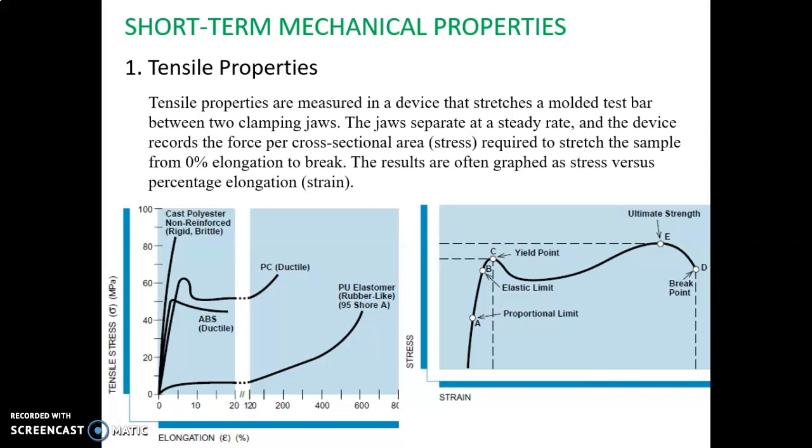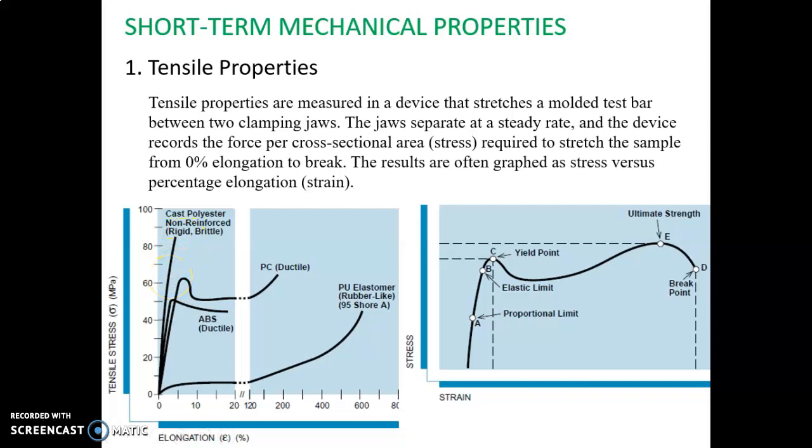So the jaws separate at a steady rate and the device records the force per cross-sectional area, which is stress, required to stretch the sample from 0% elongation to break. And the results are often graphed as stress versus strain. Okay, this figure shows the kinds of stress-strain behavior exhibited by plastics. So rigid plastic exhibits a nearly linear behavior similar to metal. Here we can see this linear cast polyester, non-reinforced, produces a rigid linear line.